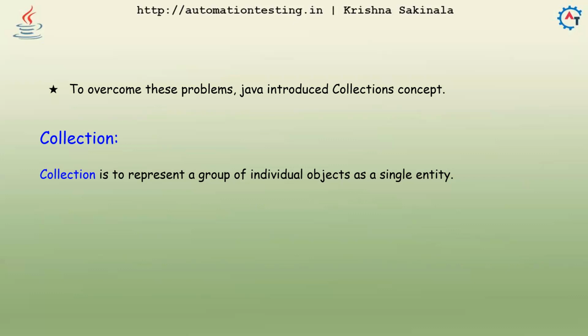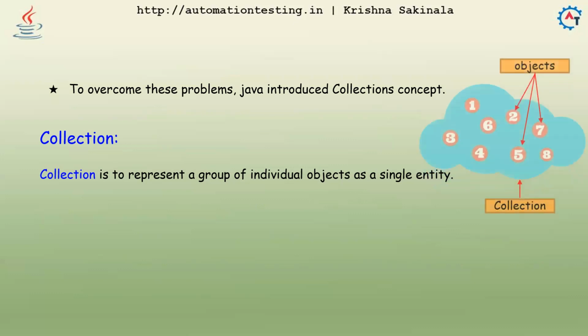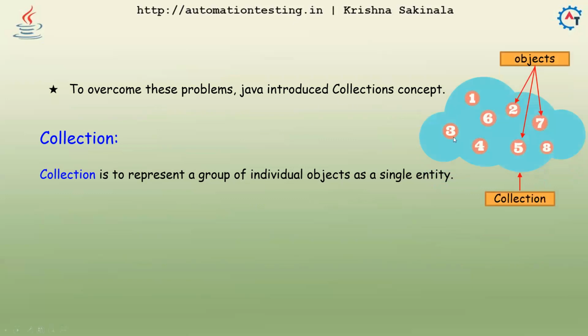If you want to represent it as a diagram, you can see here. The entire thing is a collection, the blue color is the collection. Inside the collection, it holds multiple values. Those are objects. You see 1, 2, 3, 4, 5, 6, 7, 8 objects it holds. So to represent a group of individual objects as a single entity, that is called collection. In simple terms, it can hold multiple values.